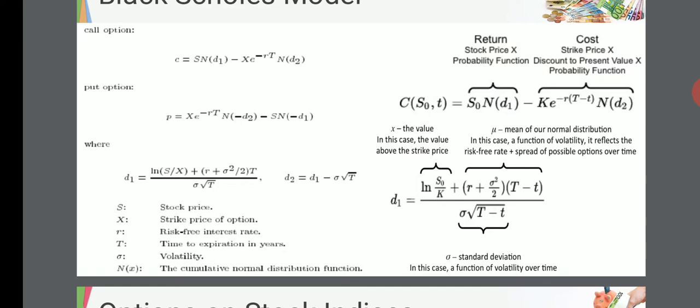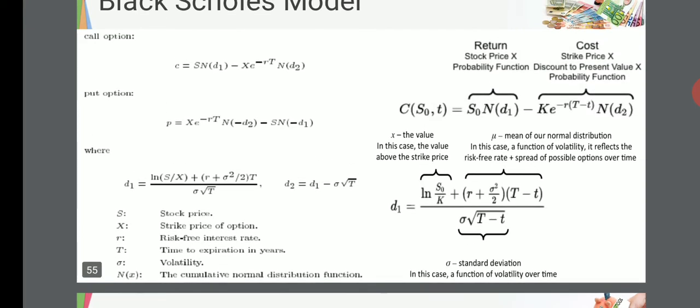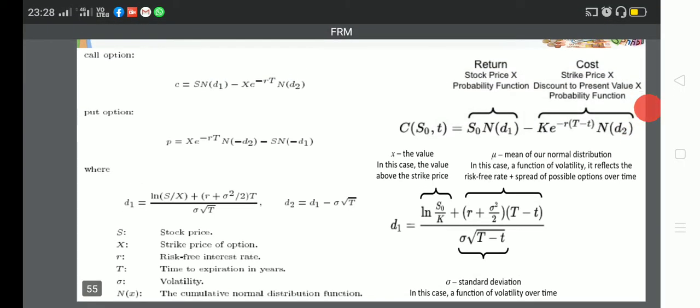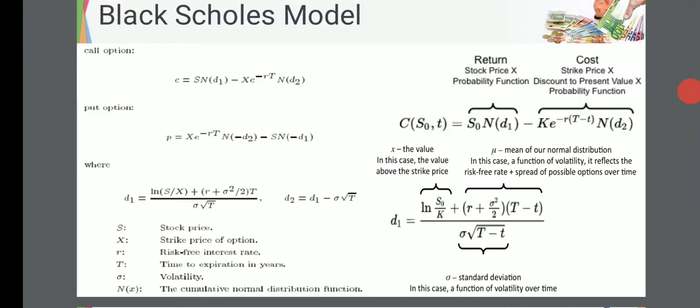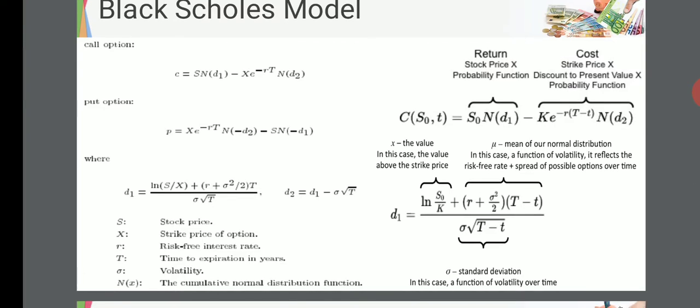Here, S is the stock price, and N(d1) is the probability function. So S into N(d1) represents the return, that is, stock price into probability function. And X e^(-rT) means strike price into discount to present value. So this is continuous discounting that we are doing. And then the probability function, that is N(d2). How you calculate d1 and d2 is mentioned here.